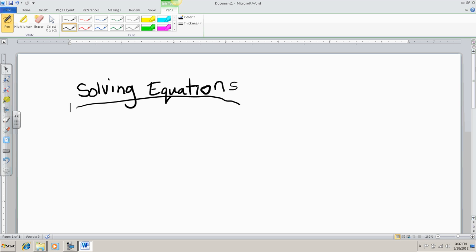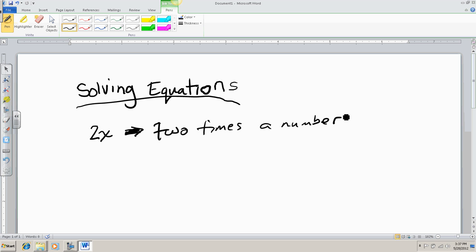Okay, so solving equations. In the past, what we've learned about is relations and expressions. So before we start solving equations, we have to remember what an expression is. This is an expression, and we have to remember what it means. 2x, what exactly does that mean? That means 2 times a number.